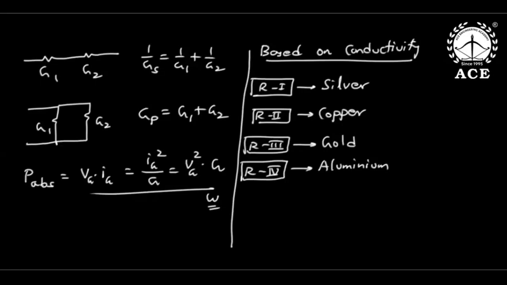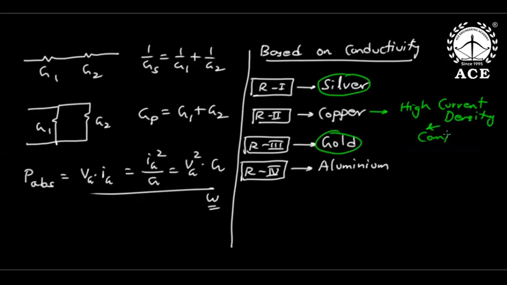Then I would say now silver and gold are highly uneconomical, costly. But copper is best used in high current density and compact wiring, domestic machines, industrial wiring, etc. We use copper.